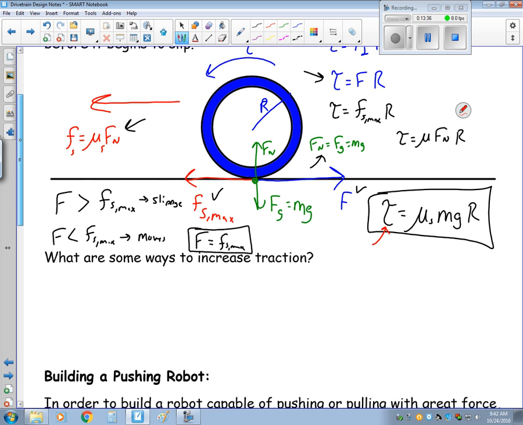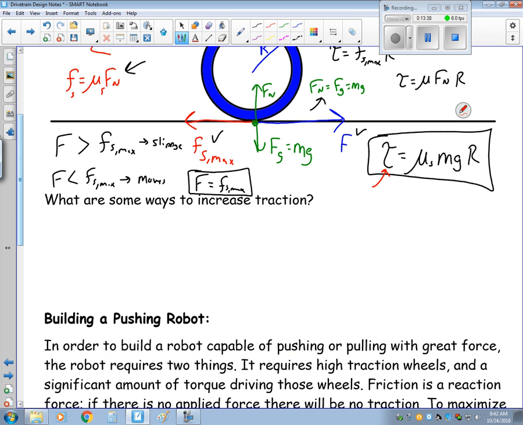So looking at that formula, what are some ways we can increase the traction? So in other words, how could we apply more torque to the wheel before it starts to lose traction? Well, we could increase the coefficient, so we could get stickier wheels. That would do it.